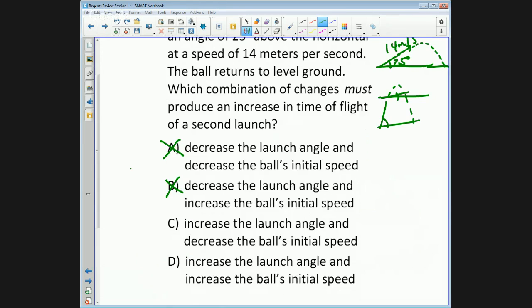Now we need to figure out if increasing the ball's speed or decreasing the ball's initial speed is going to increase the time of flight. Well, if we look at speed, actually, you know what? I'll just tell you the answer. The answer is just D, like that person guessed, increasing the launch angle and increasing the ball's initial speed. Also the idea is if something's traveling faster, it's going to stay in the air longer, obviously increasing the time of flight. Okay, so that's the answer.